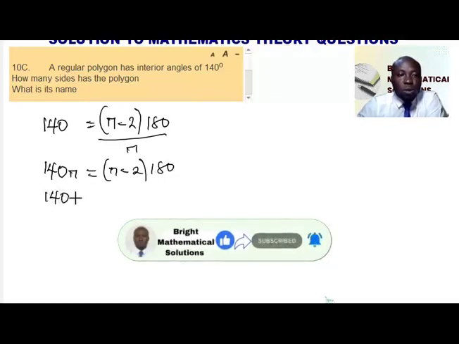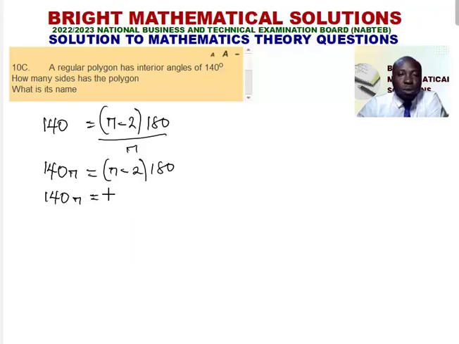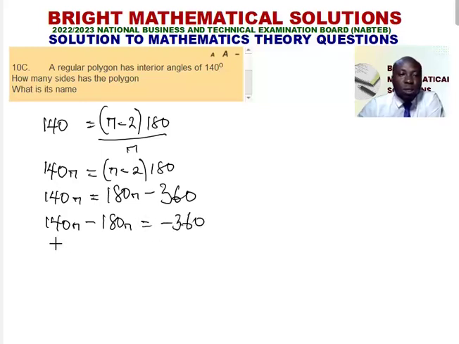That is 140n equals 180n minus 360. So let us collect the like terms. That is 140n. By the time this moves, it becomes minus 180n equals minus 360. So this is minus 40n equals minus 360.